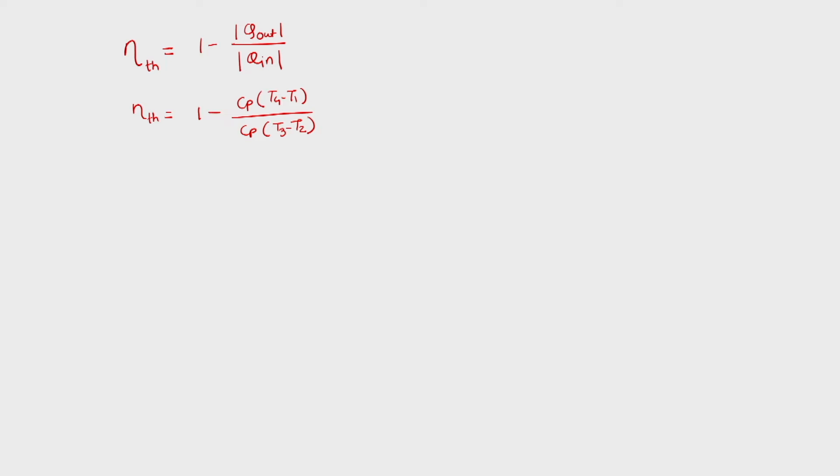But there is one more way we can write it: efficiency is equal to W net upon Q in. This is the other way to write the formula, and it is going to lead us somewhere. What is W net? W net for us is equal to W turbine minus W compressor.